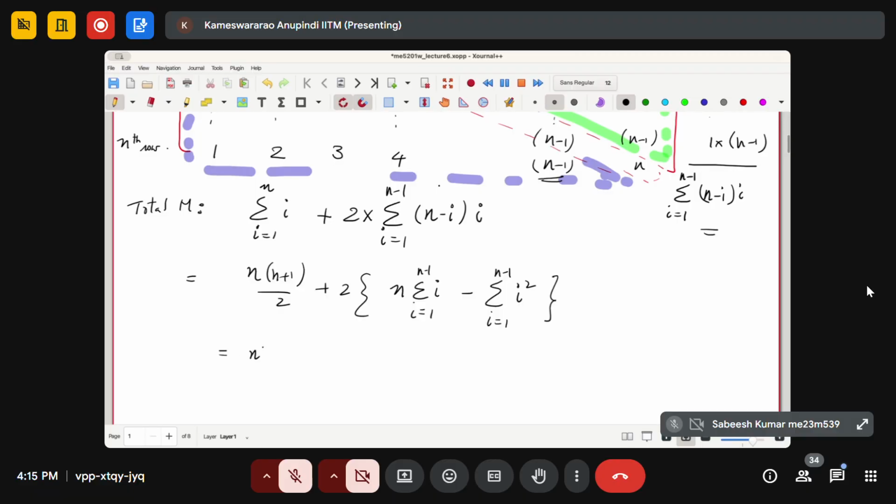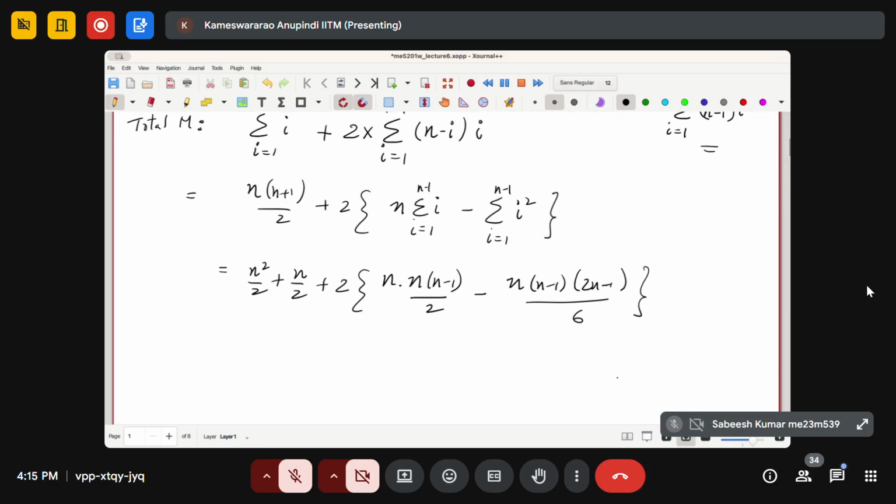So this is going to be n square by 2 plus n by 2 plus 2 times n times sigma i from 1 to n minus 1, which is n times n minus 1 by 2, minus the sum of n square terms, which is n into n plus 1 into 2n plus 1 by 6, but since we're going from 1 to n minus 1, that's going to be n into n minus 1 into 2n minus 1 divided by 6.